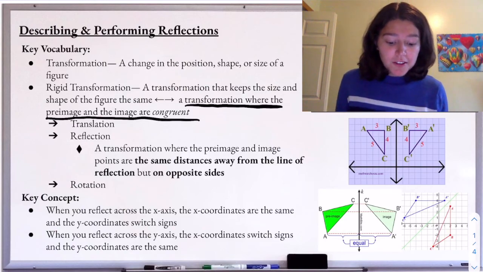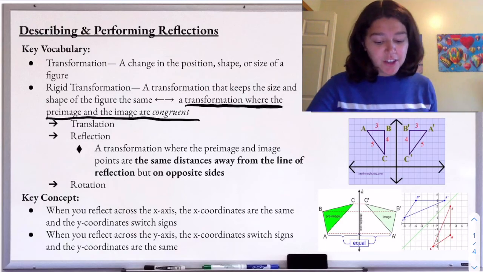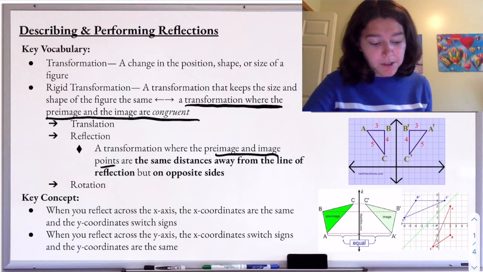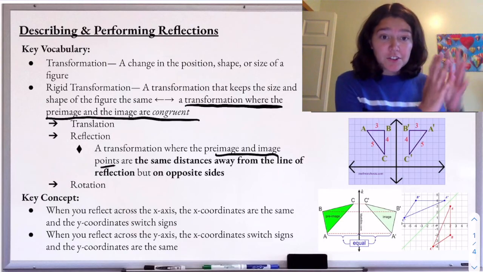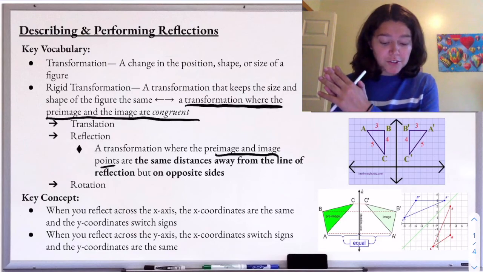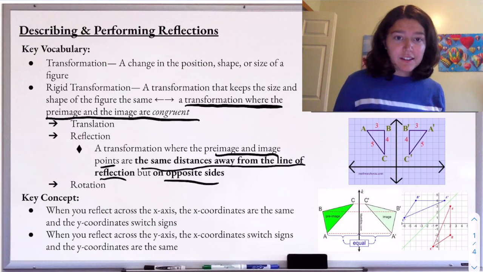So the technical math definition of a reflection is a transformation where the preimage and the image points, so all the points in the original figure, the preimage, and the image, the shape after the reflection, are the same distance away from the line of reflection but on opposite sides.